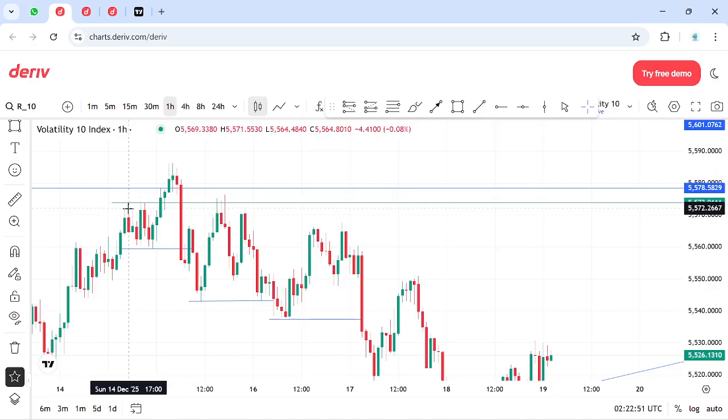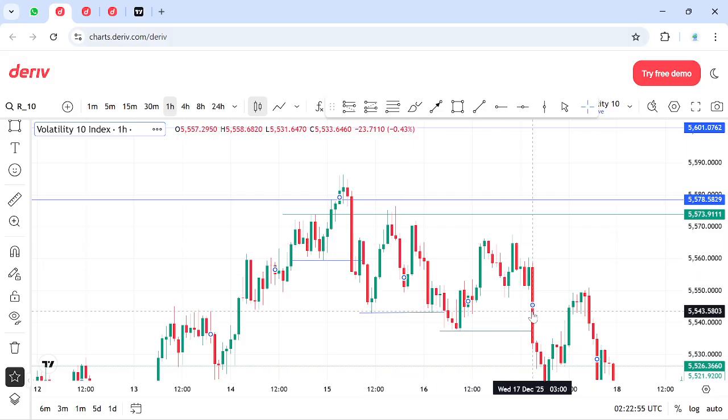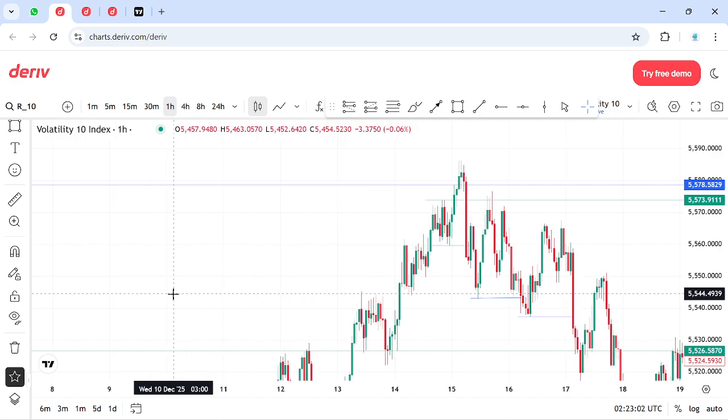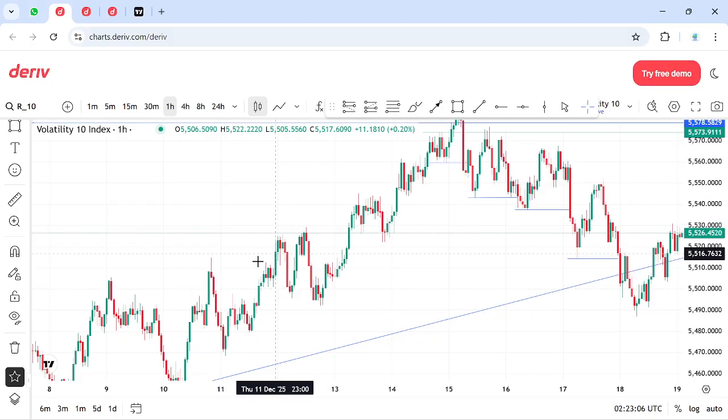So you see I have a green line here. In order to identify or pick trades all the way to the downside, we have to watch how price is reacting to our resistance levels from all of these areas. We have to see how price is reacting to all of these resistance levels.